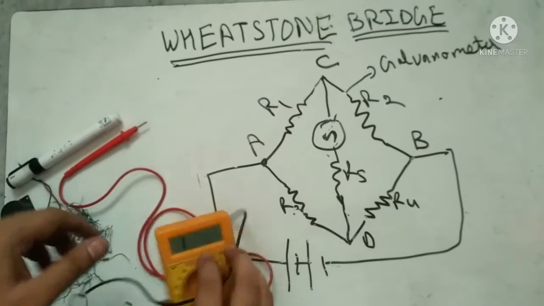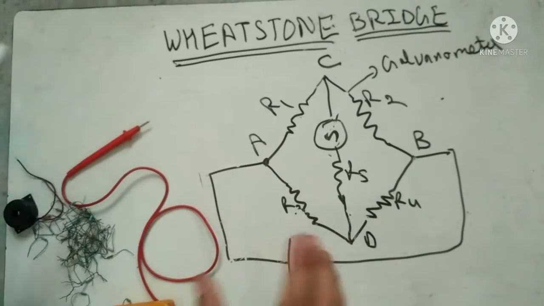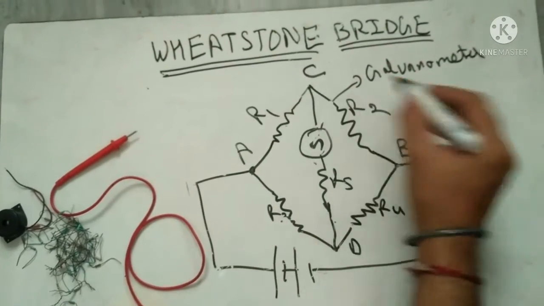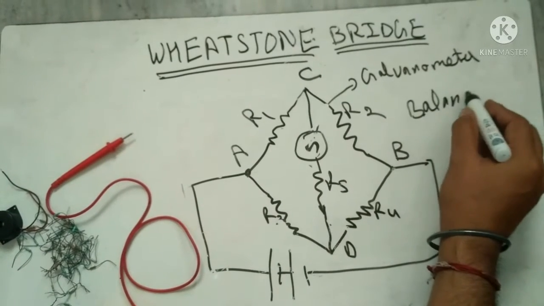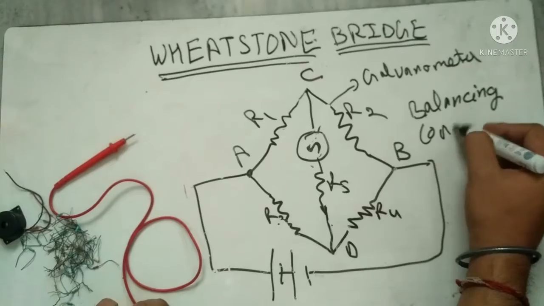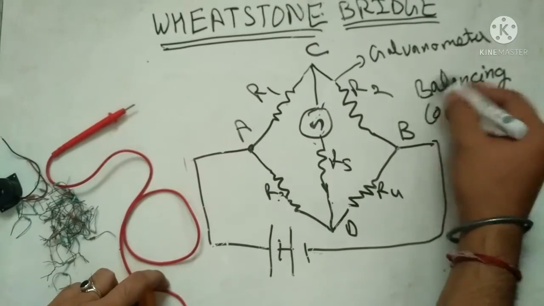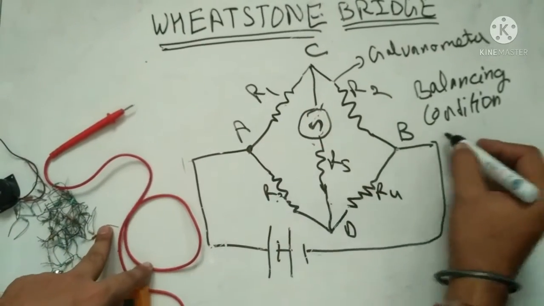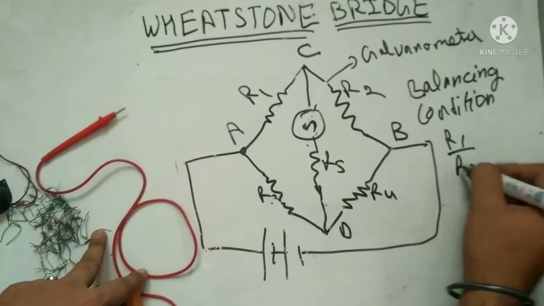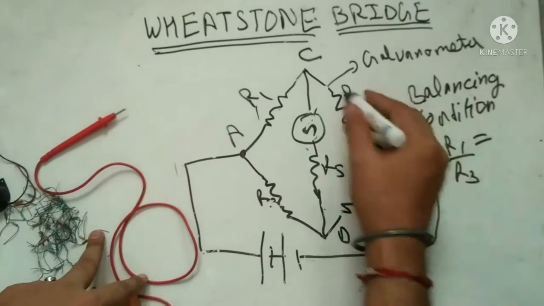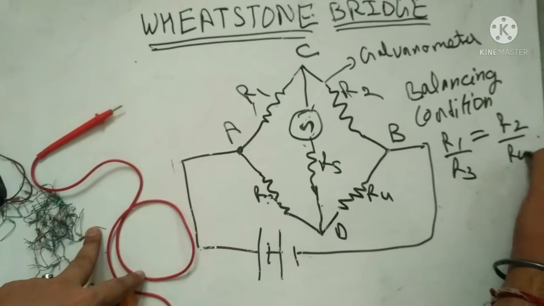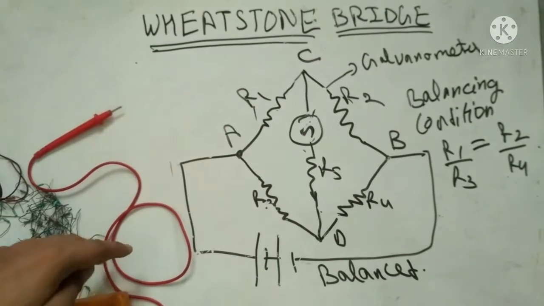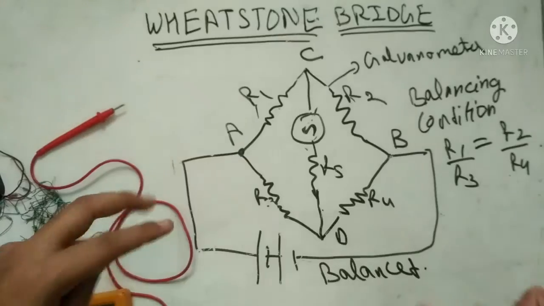Now the question arises, students, what is the use of this Wheatstone bridge? There is a special point you have read in your book, the balancing condition. Today the topic of this video is to check the balancing condition. The balancing condition is: if the ratio R1 by R3 of two resistances is equal to the ratio of the other two resistances, then the bridge is said to be balanced. This you have read in your textbooks, and we will check this.